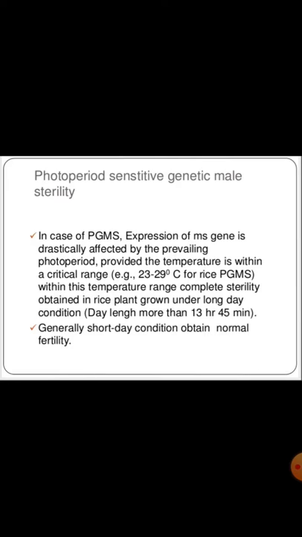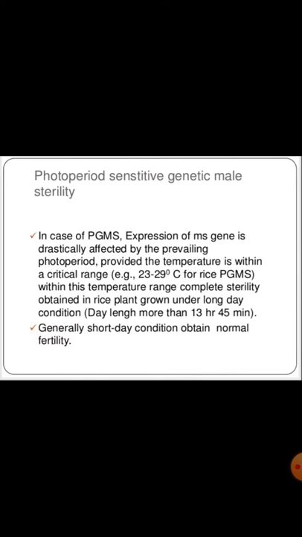Then photoperiod sensitive genetic male sterility. In the case of PGMS, the expression of the MS gene is drastically affected by the prevailing photoperiod. Ultimately the performance of male sterility depends upon the photoperiod, how long the day length is and how short the day length is. You can see here the temperature and also the day length are given, and what the critical ranges of photoperiod, temperature and day length are that are required.